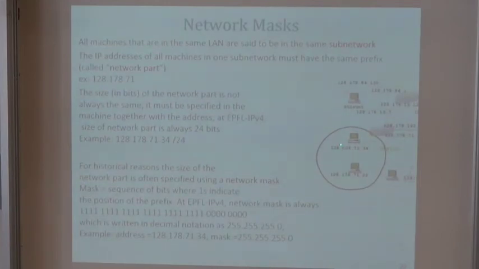So those two addresses, 128.178.71.34 and .71.23, are on the same subnet because if I look at the first 24 bits, they are the same. In contrast, this address, 84, is not in the same subnet as this one. So when this computer sends a packet to this address here or to STI-SUN1, we cannot send directly. You will need to do the complicated thing here.